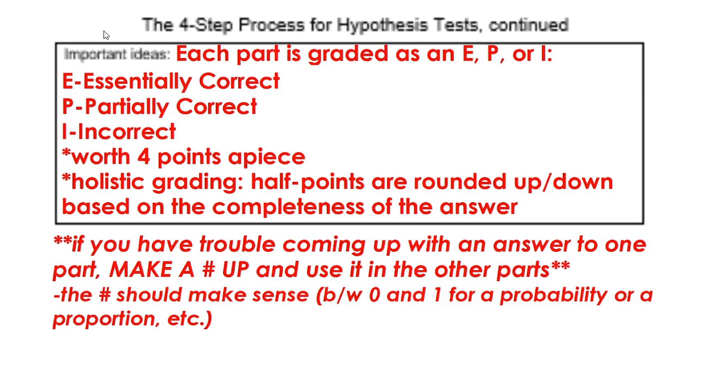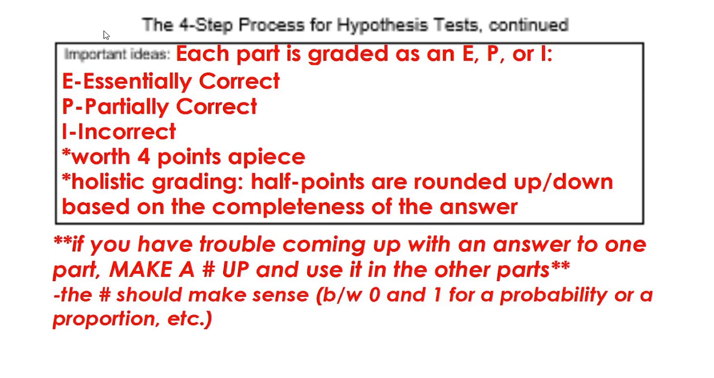And then you'll never get a half a point. Sometimes the P's are worth half and the E's are worth 1. And then when they add them up, you get 2.5 points or something like that. They'll never give you 2.5. They'll give you a 2 or a 3. And so they decide based on the holistic answer you've given, and they'll either round up or round down.